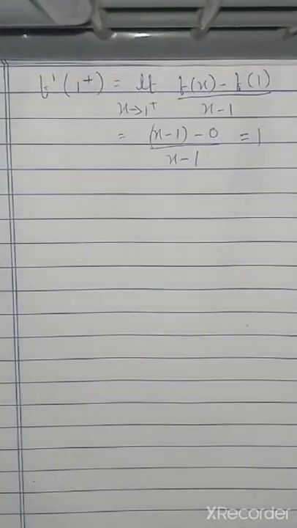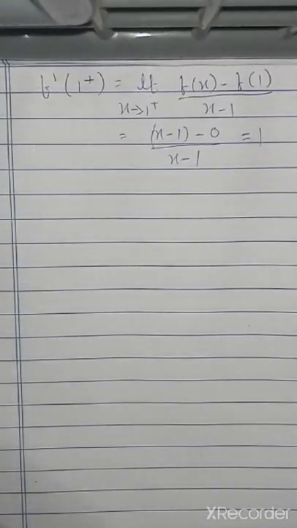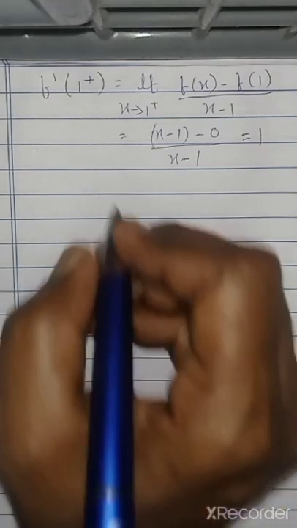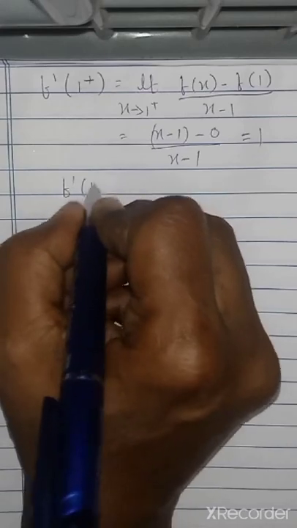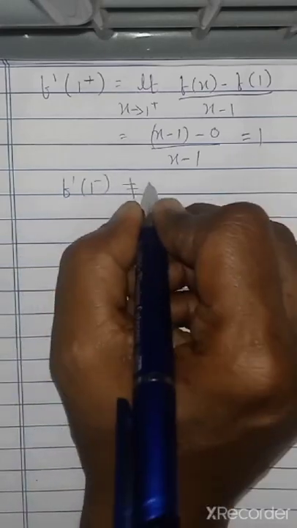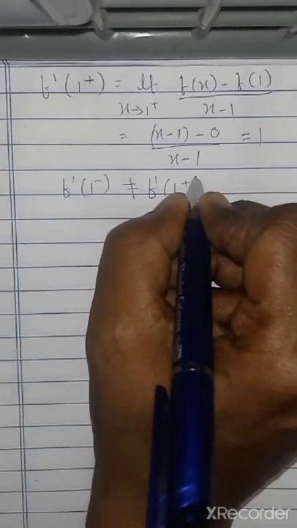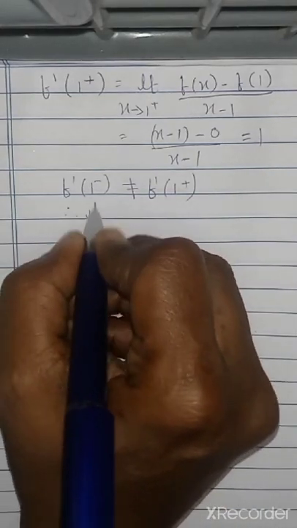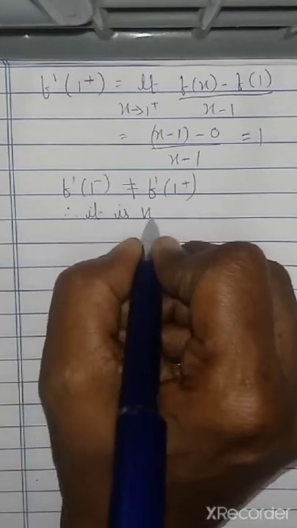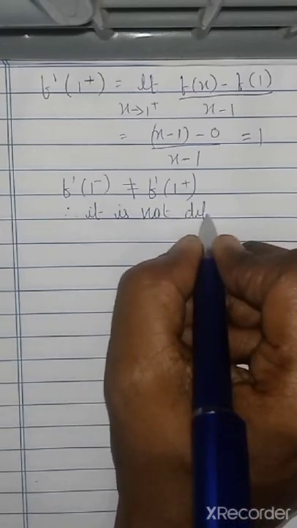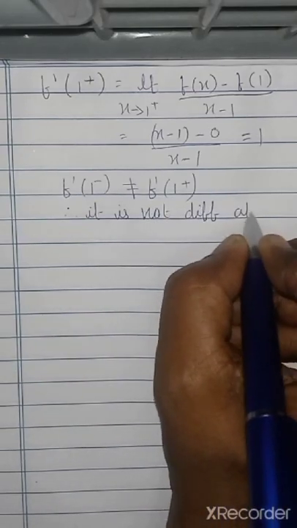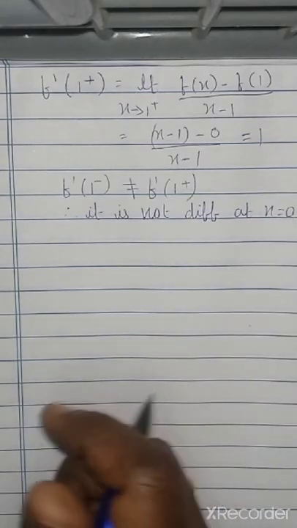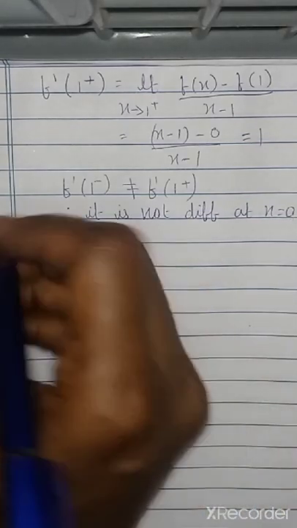Okay, now look at this one. We got the left derivative as minus 1 and the right derivative as plus 1. That is, f dash of 1 minus is not equal to f dash of 1 plus. So what can we conclude? Therefore it is not differentiable at x equal to 1. Okay, that's all. Now we can see the next problem.